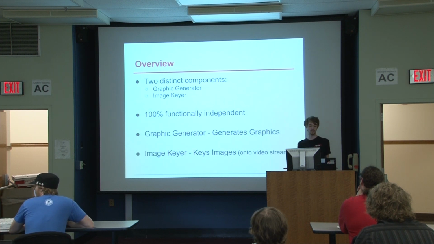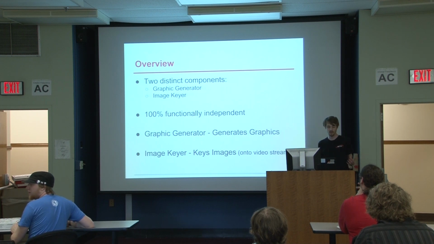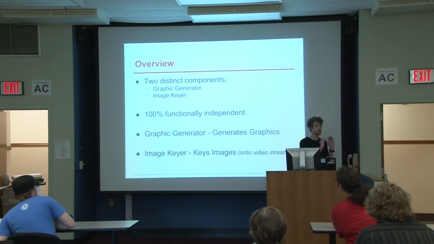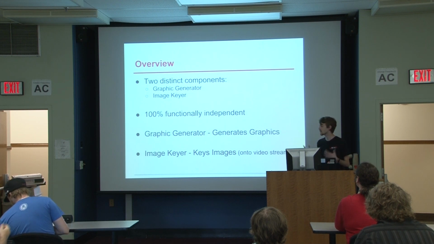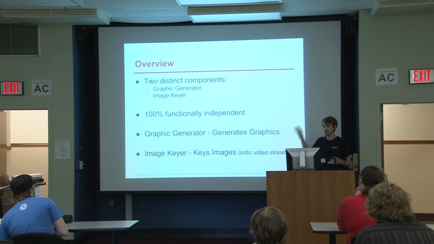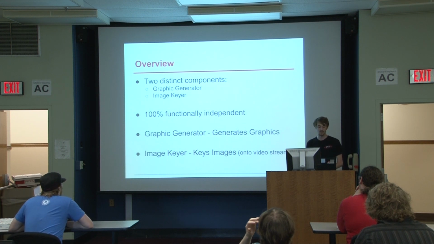Basically, the titling system has two key components. There's a graphic generator and an image tier. And with both of these, you can swap one completely out for something you write yourself, and it'll still work completely on its own. So the exact term for that is, but it's very modularized in that sense. And they're named pretty much based on their functionality. The graphic generator generates the graphics, and the image tier keys the images on the video stream. I'll go into more detail in a second.